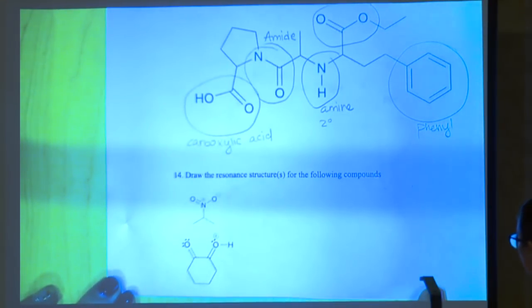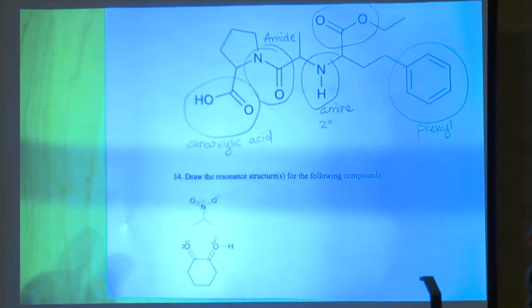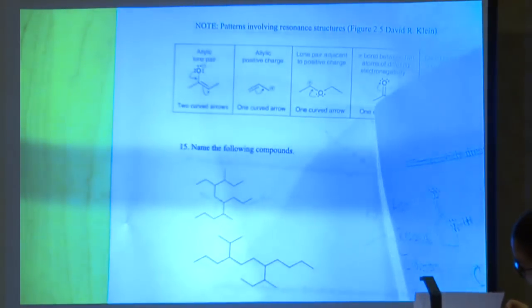Now, can you guys see that okay? I know it's pretty small and light. Okay, so now let's draw the resonance structures. Well, actually, before we get to that, I just want to show you guys something.